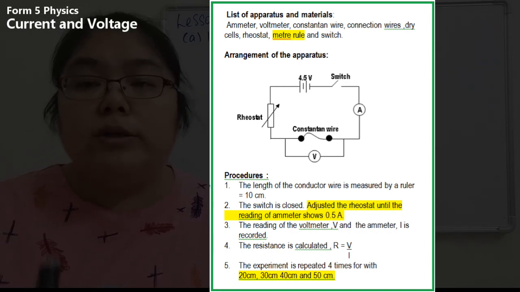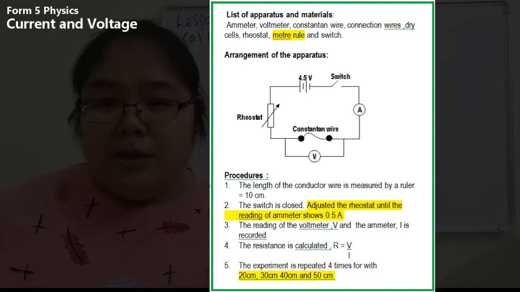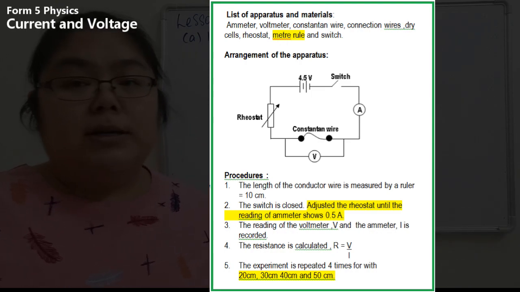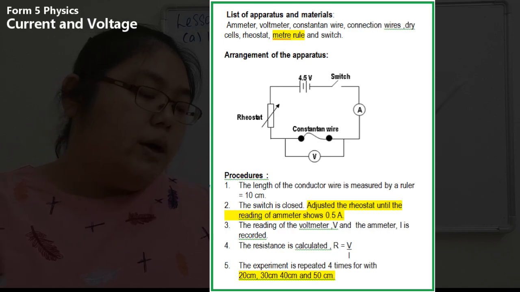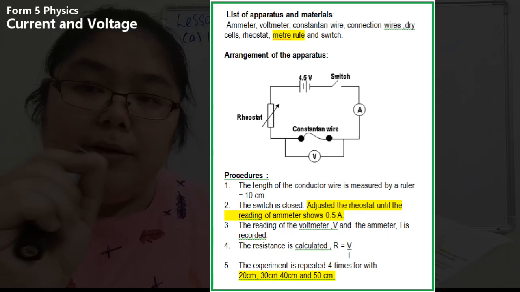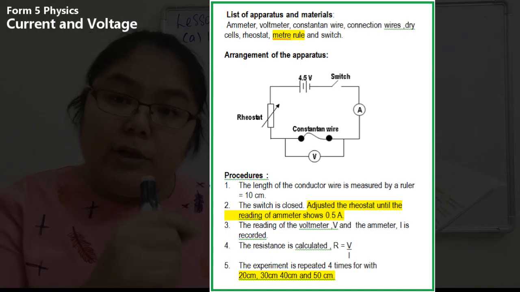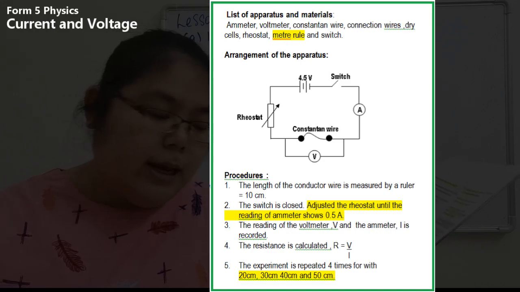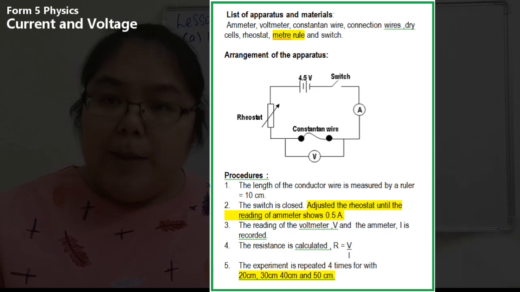Depend on yours, use a logical number, 10 cm. Don't use 100 cm, too long, how to measure? So you're using 10 cm. The next one, you must say switch on your power supply. I have highlighted already, you can see there. After switch on, you need to adjust. Adjust what? Adjust the rheostat until the reading of the ammeter becomes 0.5 ampere.